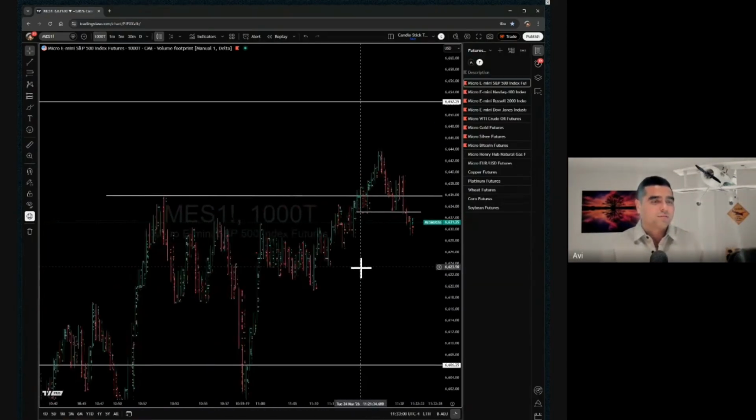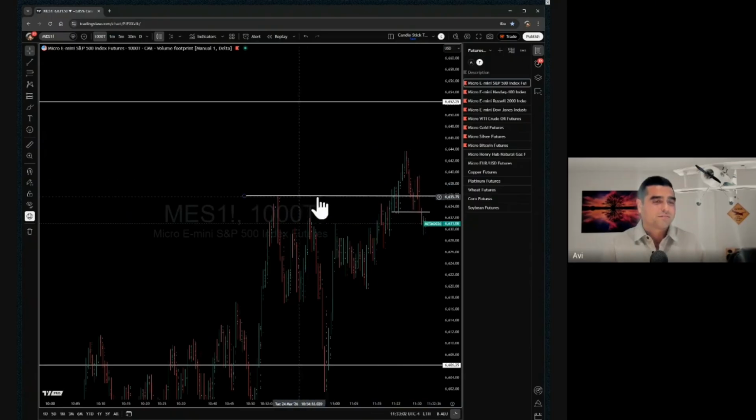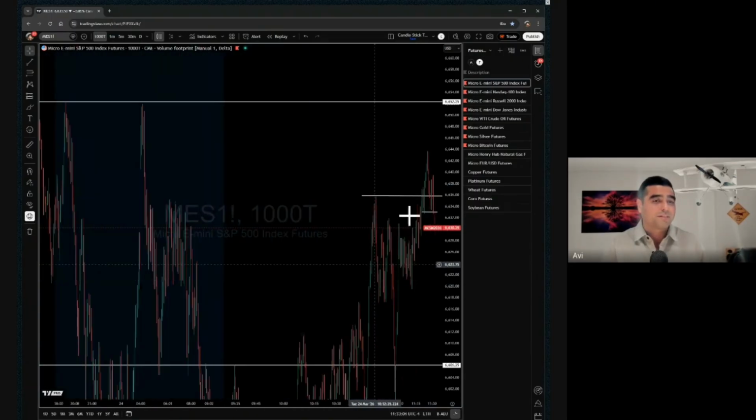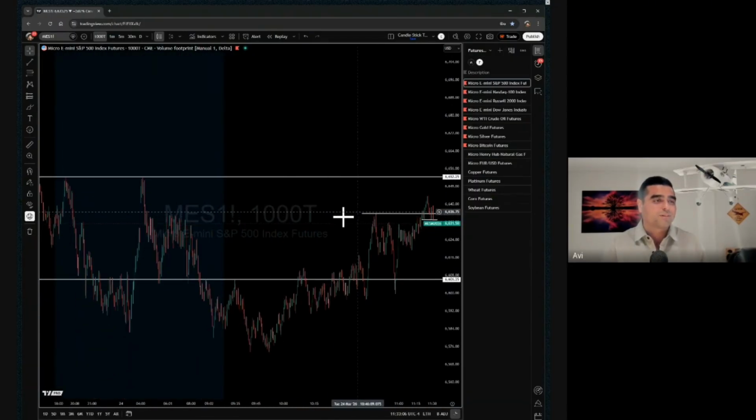Zoom out. Yeah, failed breakout really. Zoom out again. Zooming out will tell you this is not a place to play with it. This is the place to play with it. Up here.